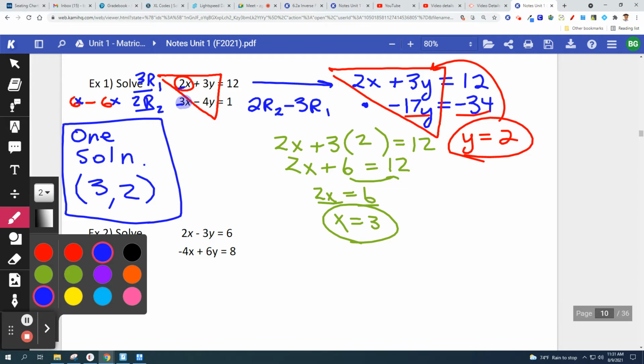Now again, you might know a different way of doing this problem, but I don't want you to go back to Algebra 1 and do elimination. Yes, I know you know how to do that. Okay, we're working on the echelon method.